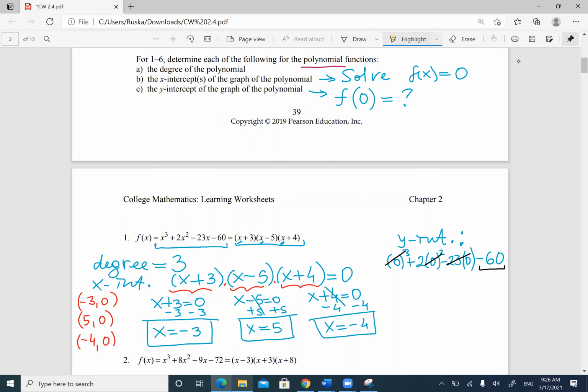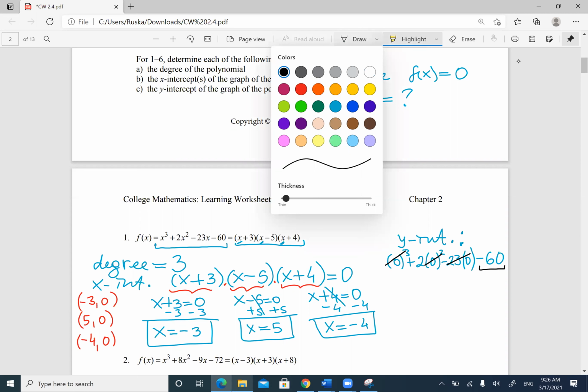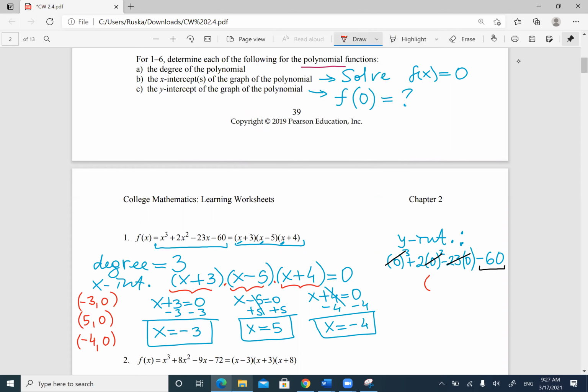So my y-intercept, the point on the y-axis where you're going to cross the y-axis, is the point (0, -60).